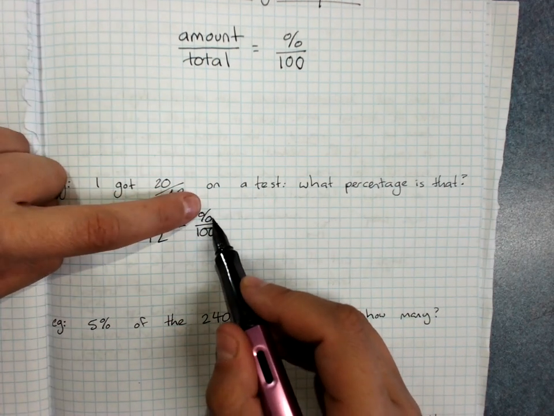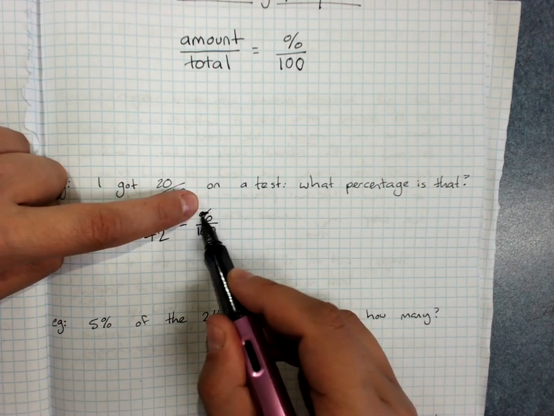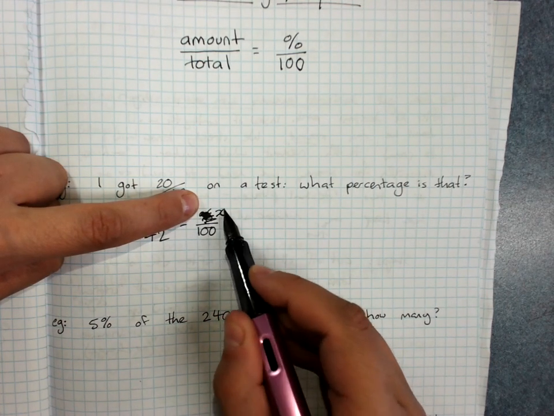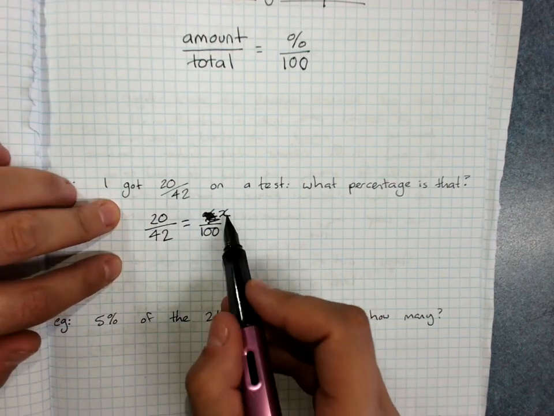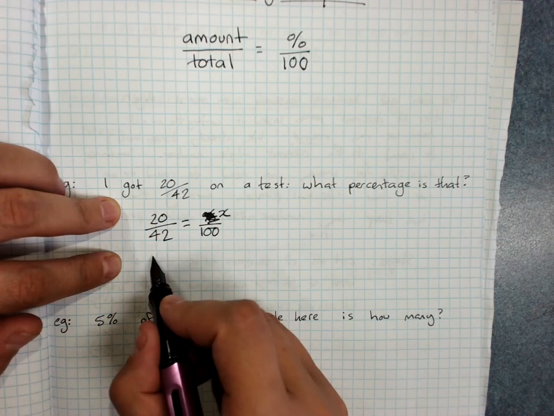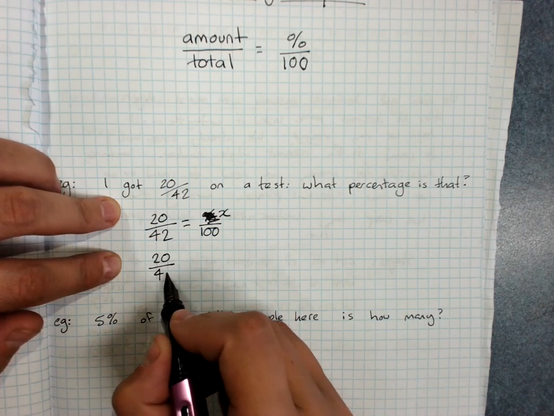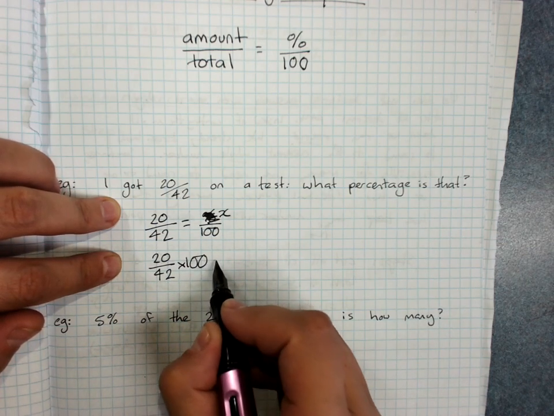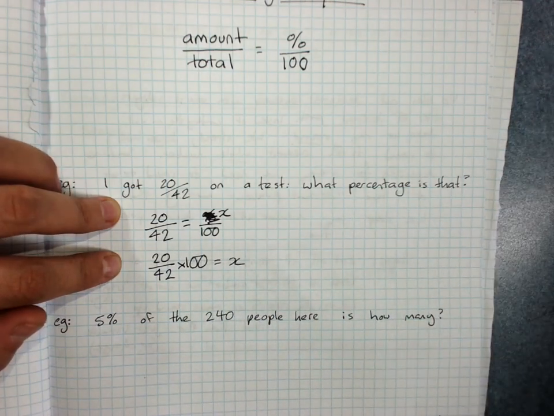I just want the percentage on its own. You could let this be x if you wanted. Let's do it properly. X over 100. I want x on its own. How do I get rid of divide by 100? Times by 100 on both sides. So I've got 20 over 42 times 100 equals x.